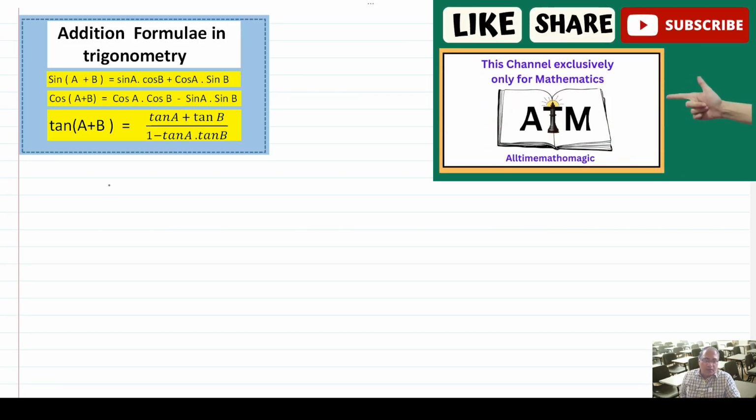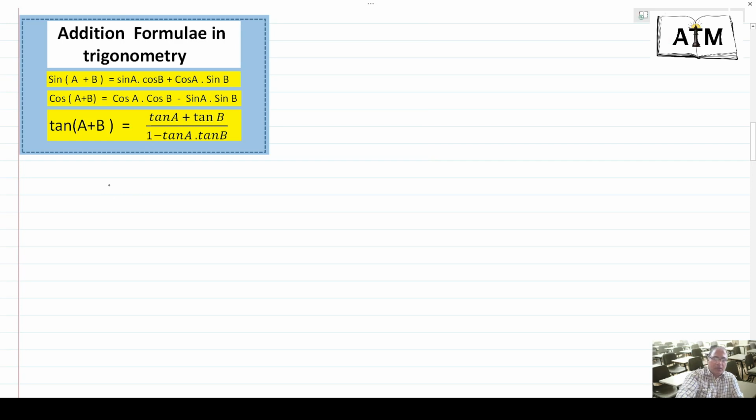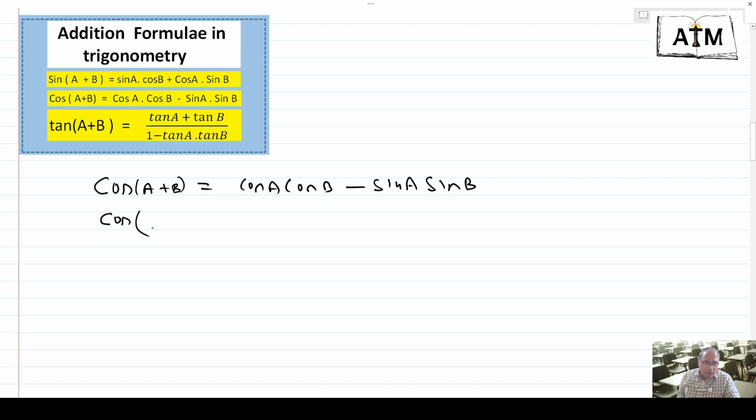Suppose you want to find cos 2a, then what are you going to do? How to find out the cos 2a formula? For that, we have cos of a plus b equals cos a cos b minus sin a sin b. Now, to find cos 2a, we are replacing b by a. Wherever the b is there, you write down a.